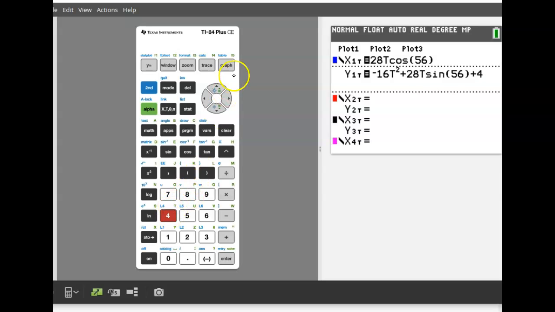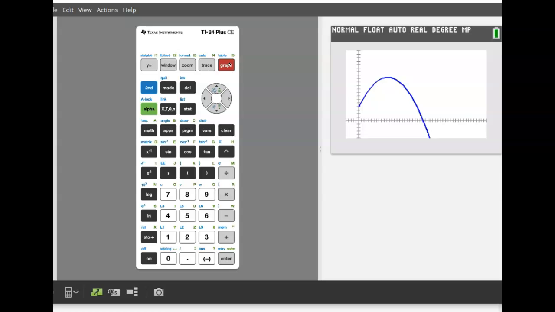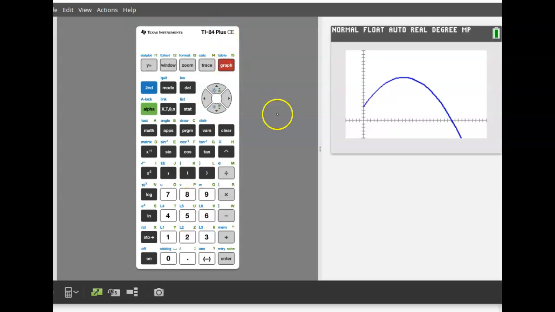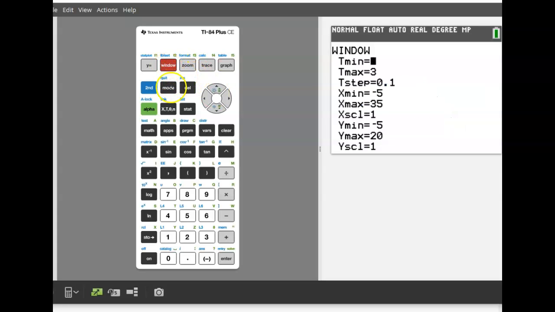All right, maybe I'll just try the window we had. It's not horrible, right? What do we need a little less of, maybe? How do I get rid of some of this space here? Yeah, lower the x max. Maybe I'll try 35. You can do whatever. I'm just trying to make mine nice and big so you can see it.